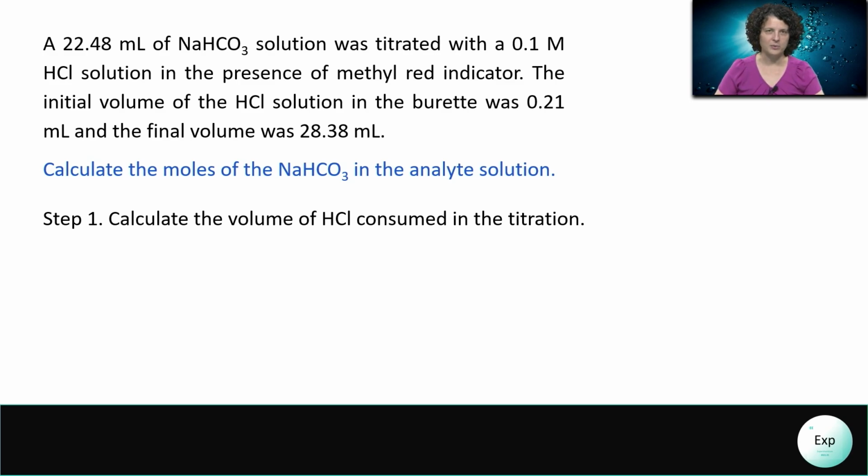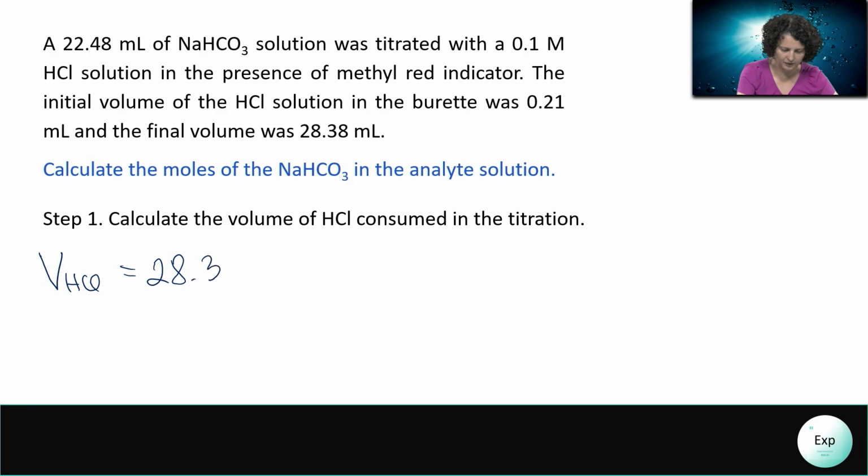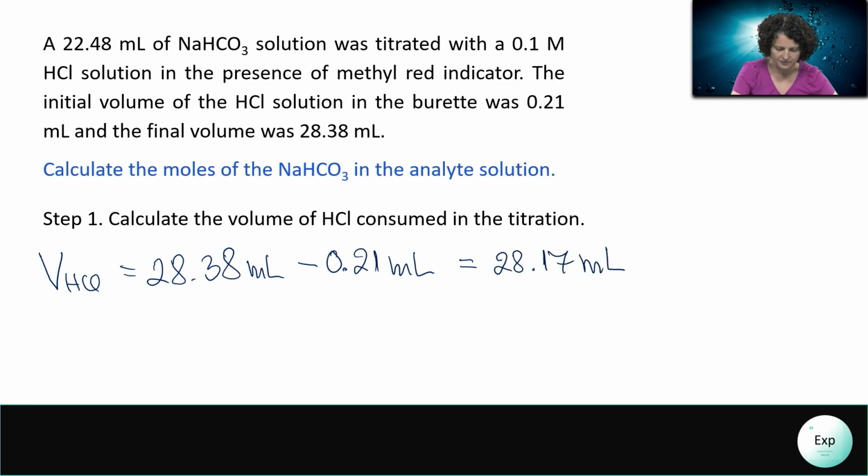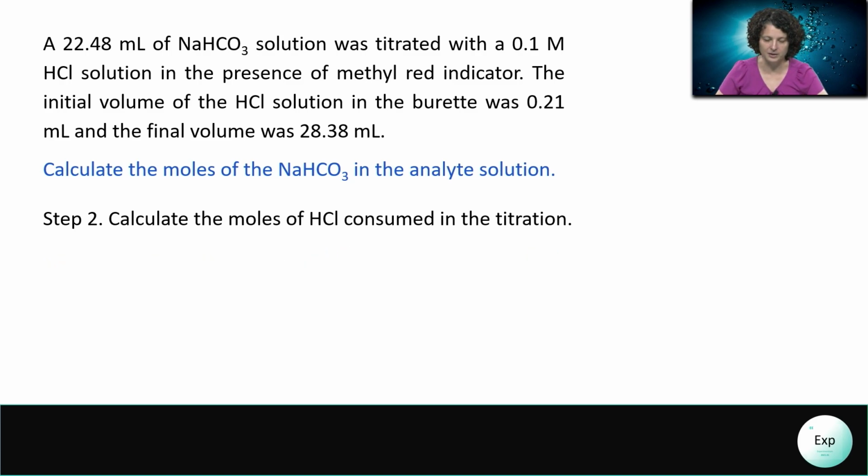And step 1 is always going to be the same: determine the volume of hydrochloric acid consumed. To do that, we're going to take the final volume, which is 28.38 milliliters, and we're going to subtract the 0.21 milliliters from it. The difference between these two is 28.17 milliliters.